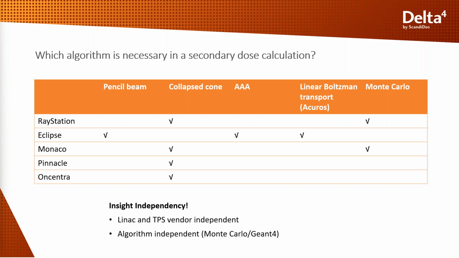Secondly, the algorithm that you use should, of course, be independent from the one that you are checking. So Delta4 Insight is completely Linac and TPS vendor independent, but also the algorithm itself is independent. It is based on GEANT4, it's a proprietary algorithm, and none of the algorithms that you find in the treatment planning systems listed here have a GEANT4-based Monte Carlo algorithm.